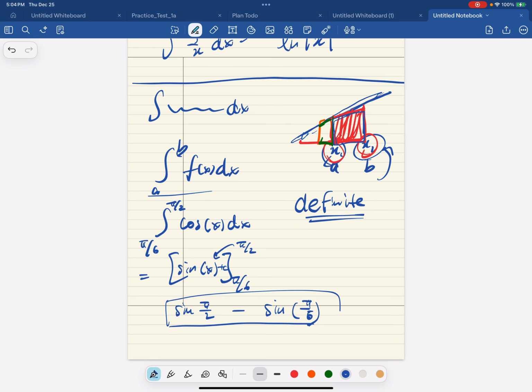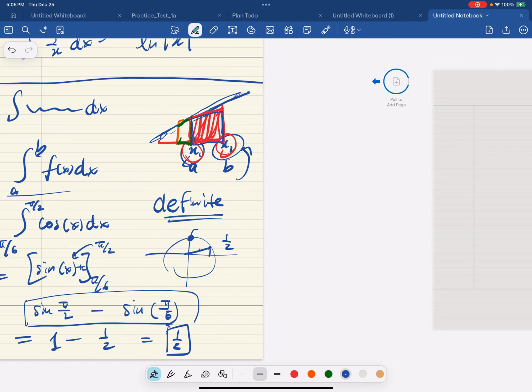So that's what we're going to be doing. That's not the final answer though. We will have to just plug in, knowing your trigs. So sine of pi over 2 is 1. Take away the sine of pi over 6. Sine of pi over 6 is a 1/2. So 1 take away 1/2 is 1/2. And there's nothing you have to do with c's or anything like that.